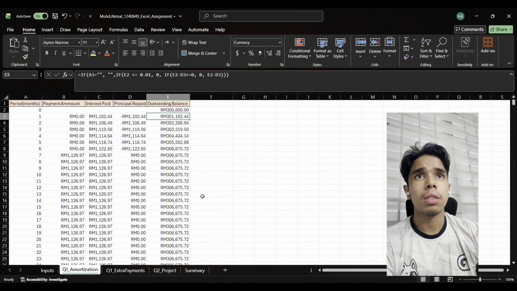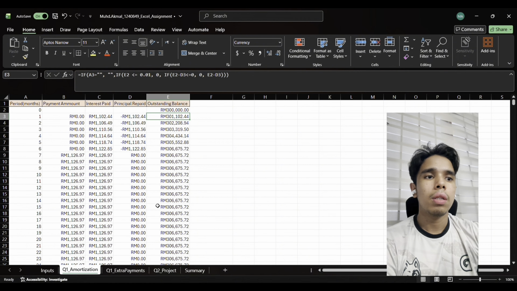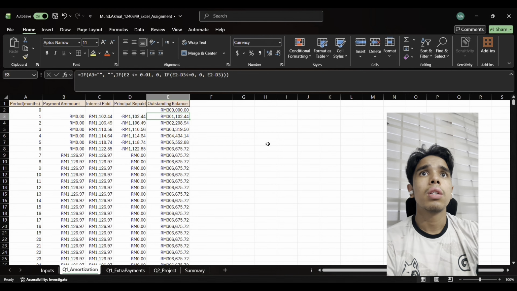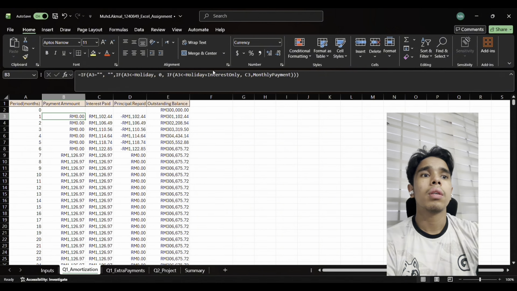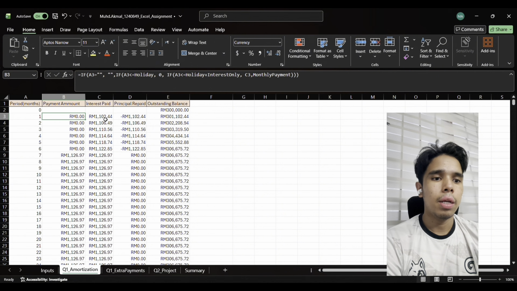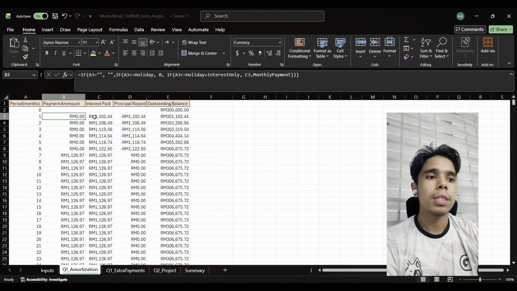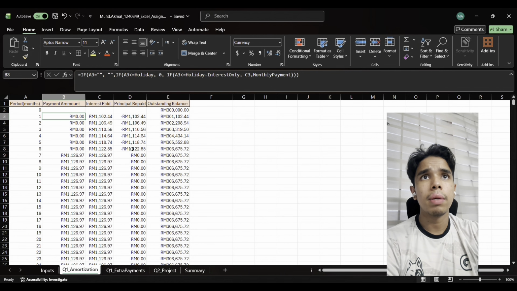So now firstly we look at the amortization schedule. I have structured this schedule with period, which is months, payment amount, interest paid, principal repaid, and outstanding balance. First we look at the months period. I use this formula, starting from 0. And for the payment amount, to explain, the loan has 3 distinct phases. Months 0 to 6 is the repayment holiday, and the payment is 0, and the interest accrues and is added to the balance.